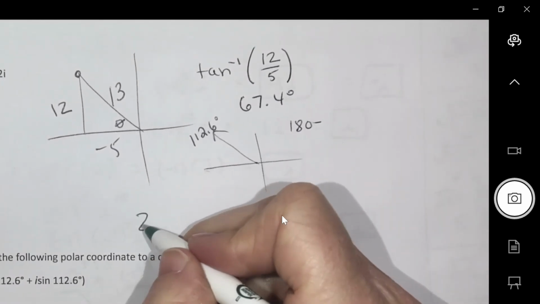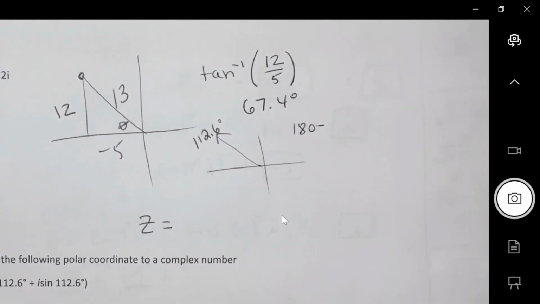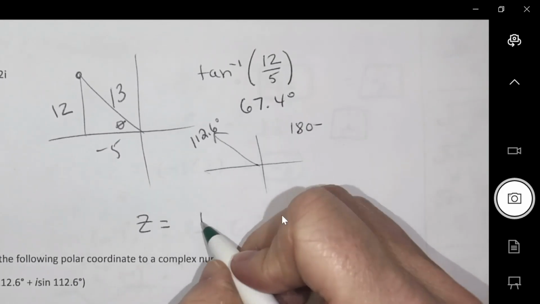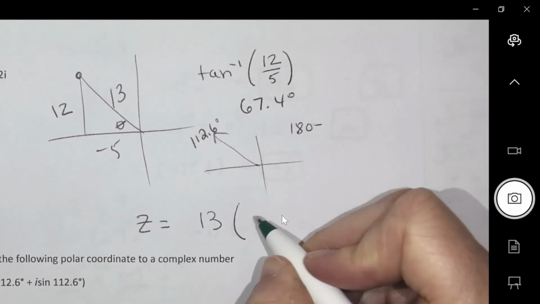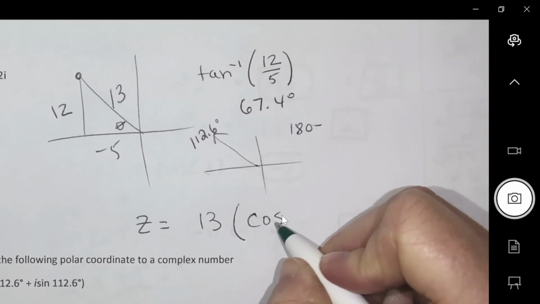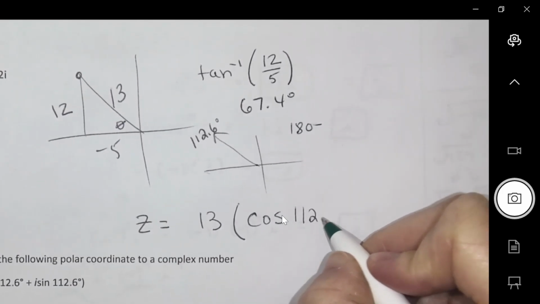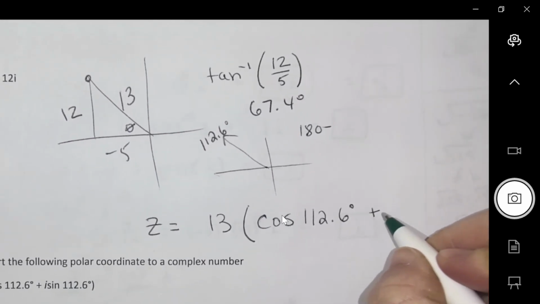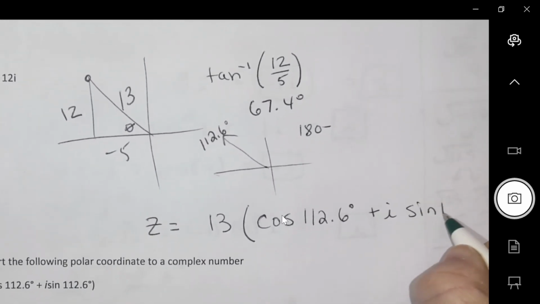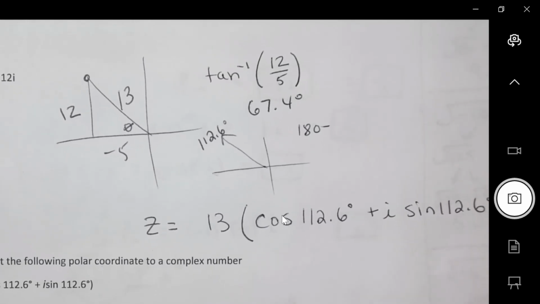Okay, so we're going to go z equals, remember the form? So r, 13 bracket, cos 112.6 plus i sine 112.6.